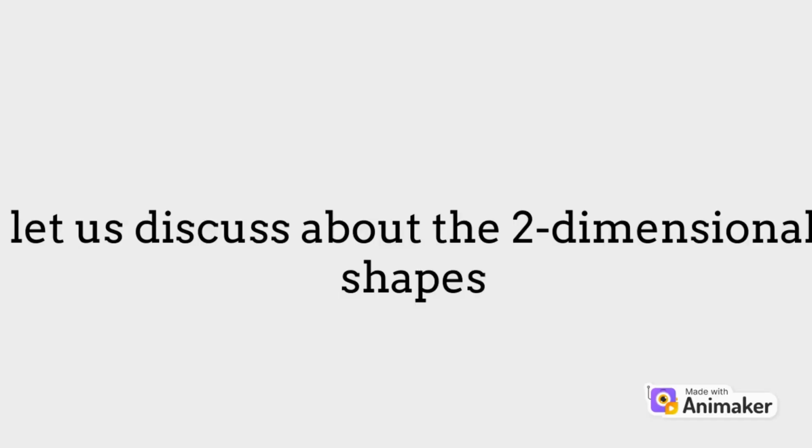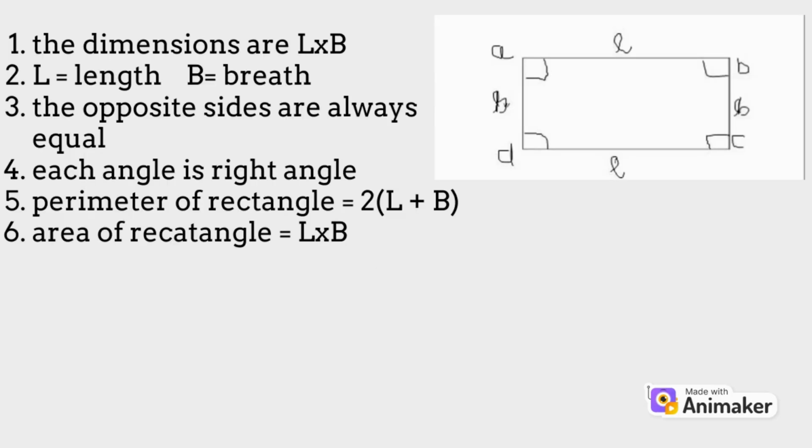Let us discuss two-dimensional shapes. Rectangle. Point number 1. The dimensions are L and B. Point number 2. L equals length, B equals breadth. Point number 3. The opposite sides are always equal. Point number 4. Each angle is a right angle.